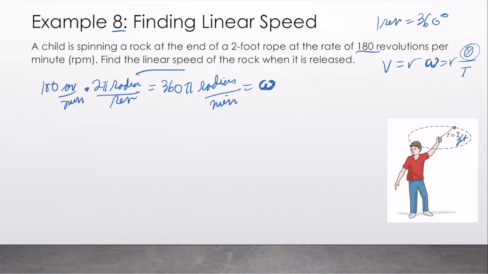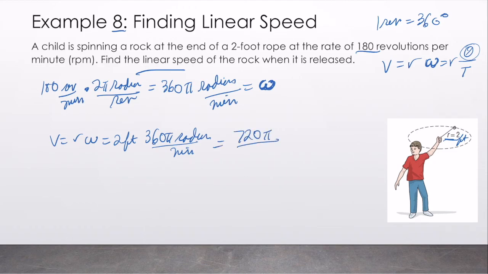So I have v equals r omega. Well, r is 2 feet, right? That's the radius of our circle. It's the length of his rope. So I've got 2 feet times 360 pi radians per minute. That's going to give me 720 pi feet per minute. Well, if we multiply this by handy dandy 3.14, we get about 2,260 feet per minute. So this rock is traveling at 2,260 feet per minute.